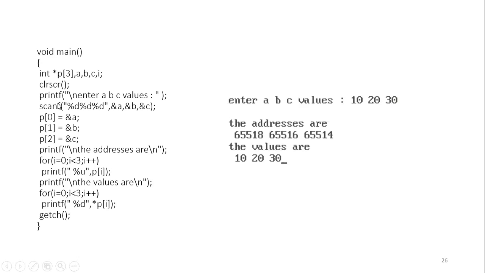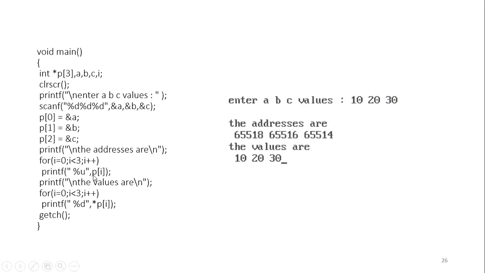Now I am in this array of pointers. P of 0 will contain the address of A. P of 1 will contain the address of B. P of 2 will contain the address of C. So each element of the array of pointers contains an address. So here I am displaying the addresses.